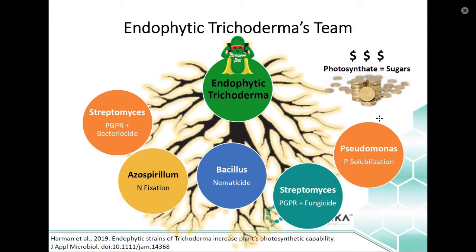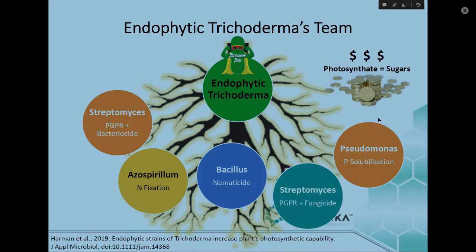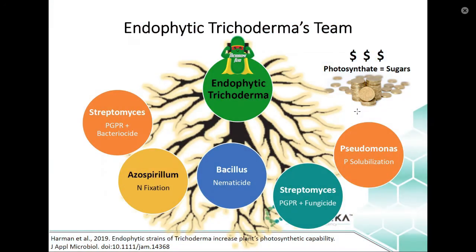In other words, phosphate that we know is the building blocks of ATP, and ATP is the energy currency in the cell. So the energy status of that plant depends on a functional group like Pseudomonas producing these organic acids, solubilizing phosphate, and making sure that it's converted to ATP or energy in the plant. So the endophytic Trichoderma and its team obviously work towards one common goal, and that is to keep the plant in an optimal state of photosynthesis and health.